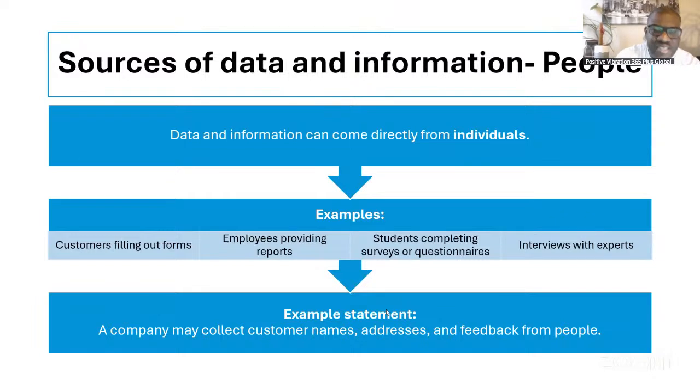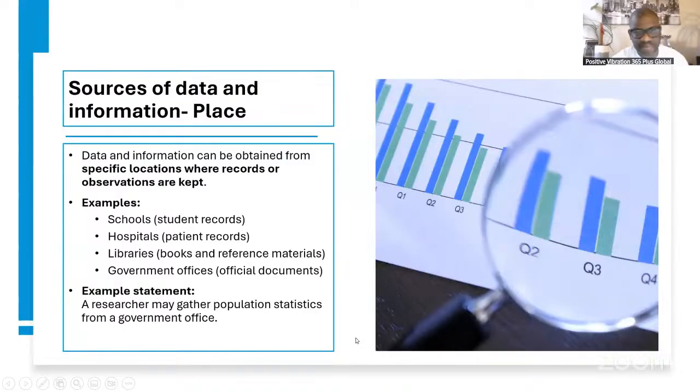So let's say in your paper 2 exam, they ask you to write an example of someone collecting data or information. It could be a company that may collect customer names, addresses, and feedback from people, whether those are customers or people who are working for them. Now, we want to move on to another source of data. Data can also be collected from places.